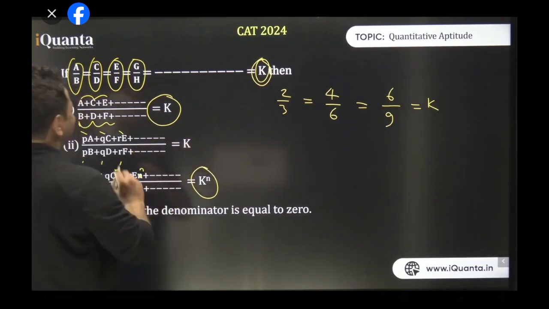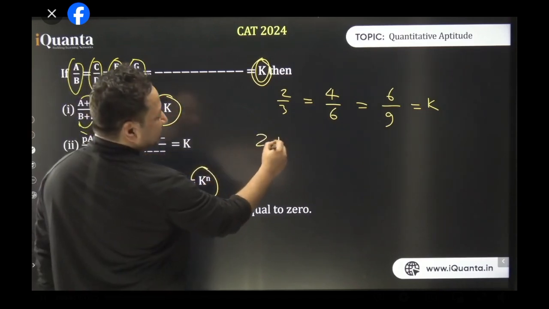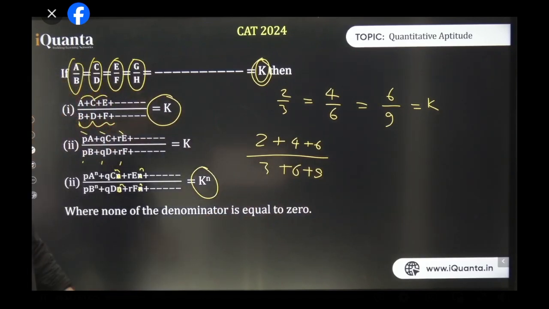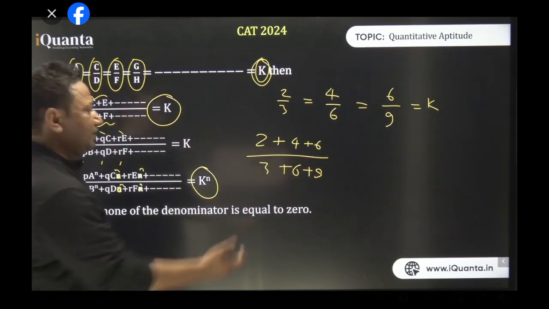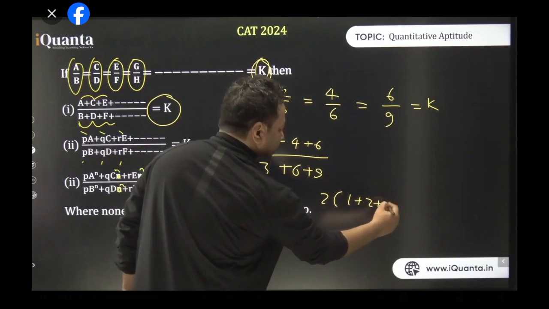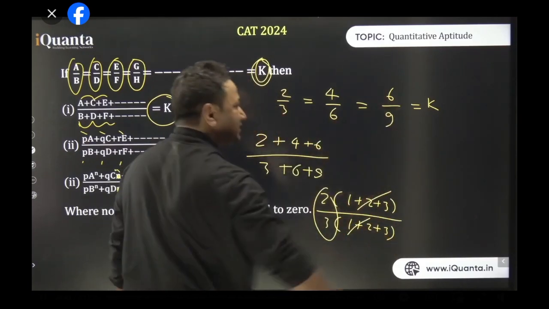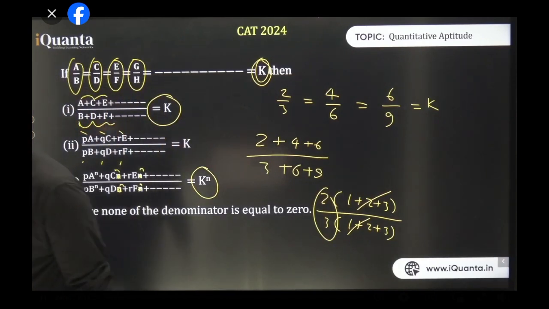So if I now add them all, 2 plus 4 plus 6 upon 3 plus 6 plus 9, I'll get K only when calculated. By the way, even if we don't calculate it, let's take 2 common and 3 common. See, the moment we take common, everything gets cancelled, we get 2 by 3 only. That is equal to K. I hope it's clear now.